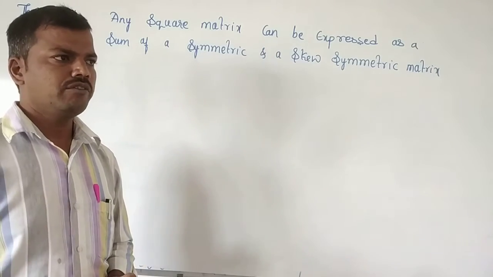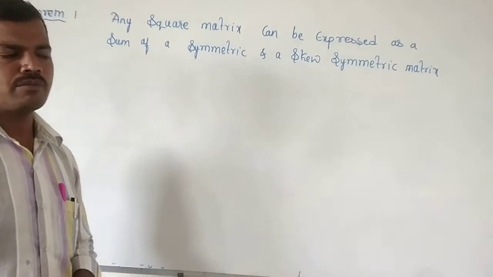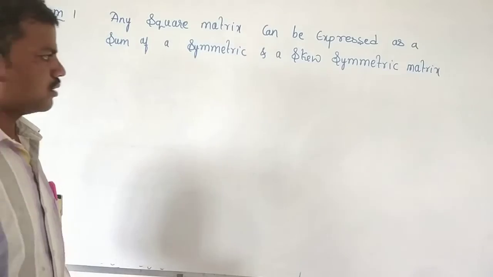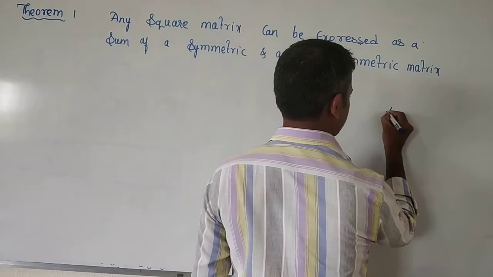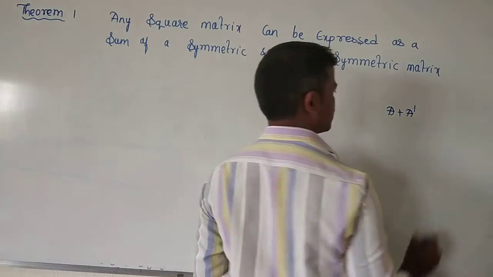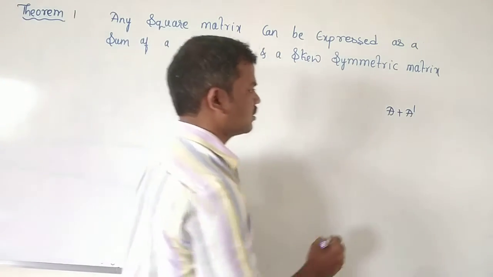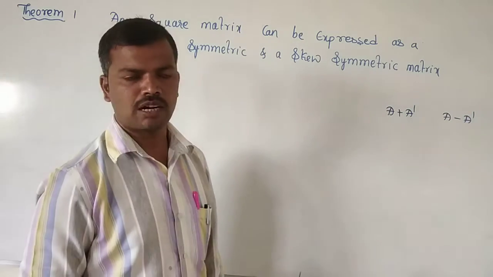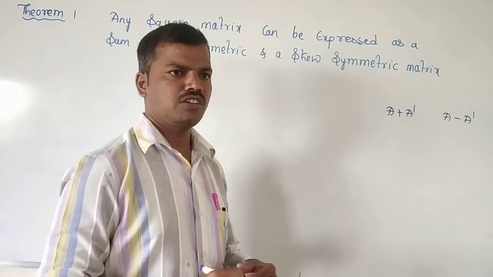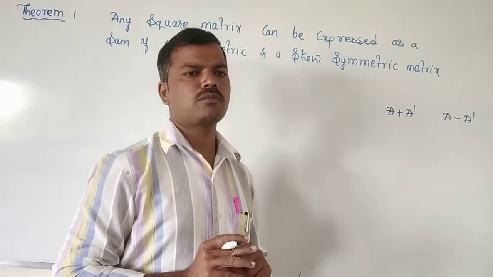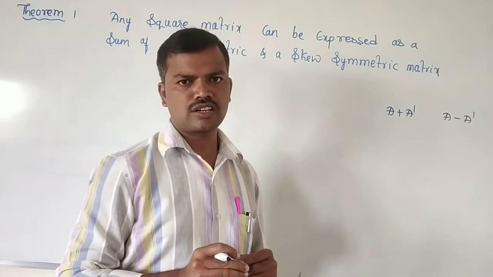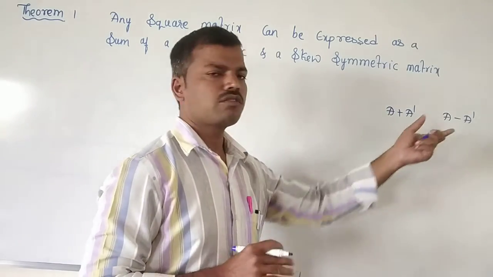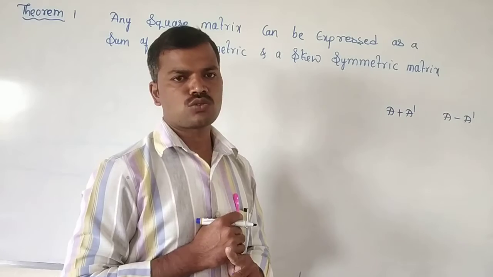matrix. We already know, from the matrix chapter we studied in the second year, how to express this. Suppose A is a square matrix, then A plus A transpose is a symmetric matrix. Next, A minus A transpose is called a skew symmetric matrix. For a symmetric matrix, if you multiply by any scalar, it again becomes a symmetric matrix. For a skew symmetric matrix also, if you multiply by any scalar, it again becomes a skew symmetric matrix.